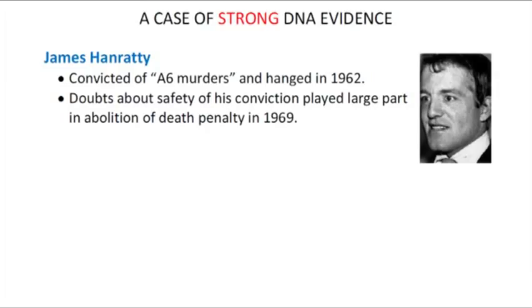Well, let's return to DNA evidence and look at some actual cases. First, a case of strong DNA evidence. James Hanratty was convicted of the so-called A6 murders and hanged in 1962. Doubts about the safety of his conviction played a large part in the abolition of the death penalty in 1969. The campaigning journalist Paul Foote was convinced of his innocence and wrote a whole book about the case. And after a vigorous campaign by Hanratty's family and others, an appeal was finally granted in 2002.